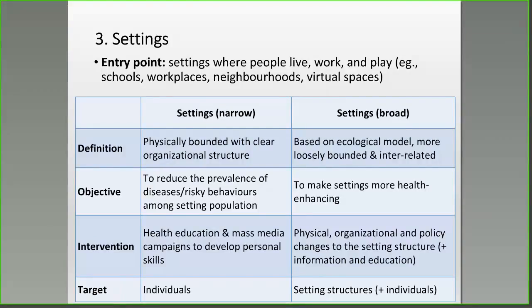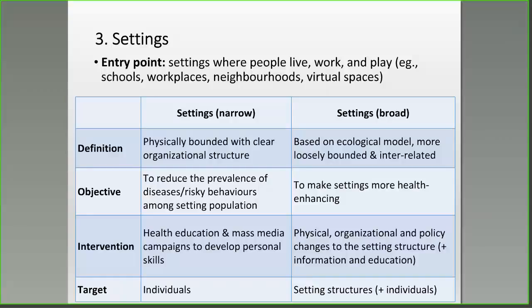And our third entry point are settings, or the places where people live, work, and play. These can be schools, workplaces, neighborhoods, or even virtual spaces. So there are two different conceptualizations of settings that have emerged in health promotion practice, and the interventions based on each of these conceptualizations may be different. So I've described them side by side in this table and the following one so that we could compare them.